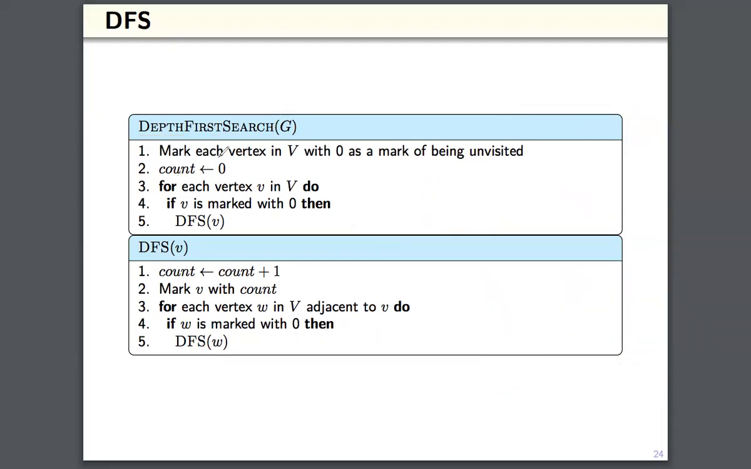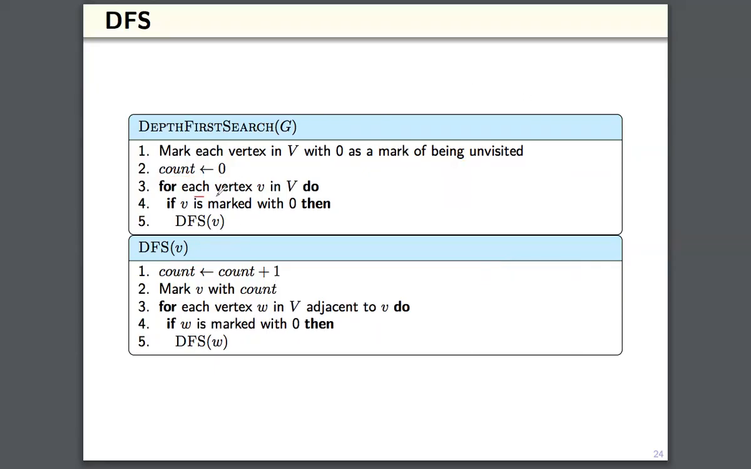Okay, see, mark each vertex in V with 0 as a mark of being unvisited. So that means every vertex will be unvisited, right? 0, 0, 0, 0, 0, 0, and so on. Count is equal to 0. Count will be the marker, the visited number. Okay, for each vertex v in V, if v is marked with 0, then DFS of v.